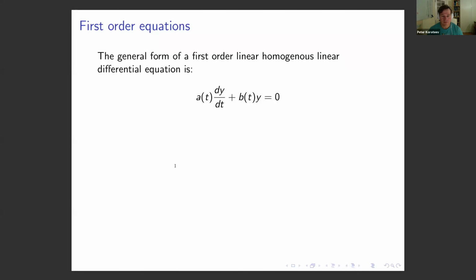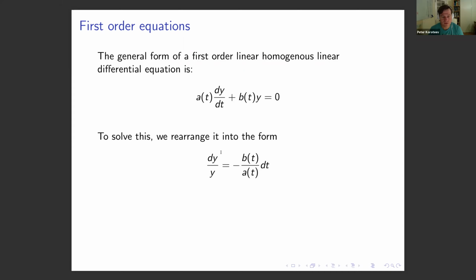Okay, so let's be a little bit more specific and talk about first order differential equations. Similar to linear systems of linear equations, we'll be talking about homogeneous and inhomogeneous equations. This is the homogeneous first order differential equation. There's a derivative dy over dt multiplied by a of t, which in principle can be a function, plus b of t multiplied by y equals 0. That's the homogeneous equation.